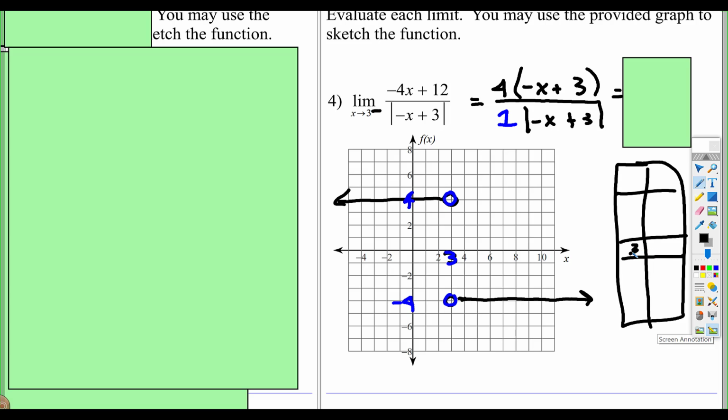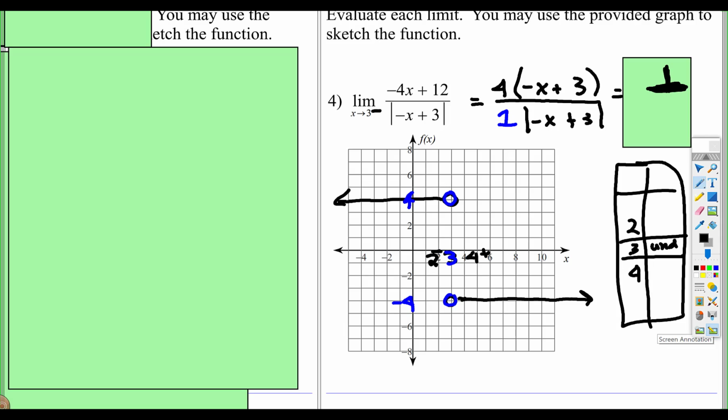Since we know 3 is the center and that's going to be undefined at 3, just pick 4 and pick 2. So I'm going to plug in 2. 2 is to the left of 3 and 4 is to the right of 3. So this is the plus side, this is the minus side. When I plug 2 in here, the opposite of 2, negative 2 plus 3 is 1. 1 times 4 is 4, so that's a positive number.